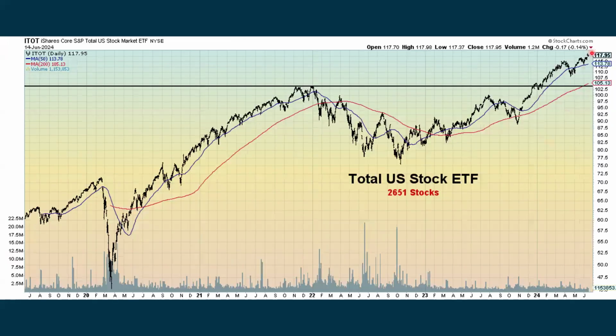This is a total U.S. stock ETF, which makes up 2,651 stocks. The last time I checked, we're just coming off of setting an all-time high here.